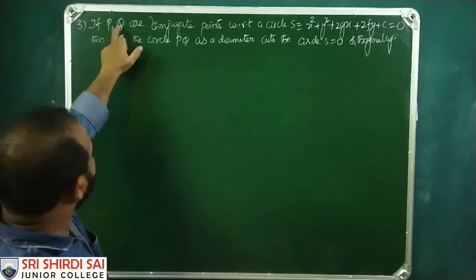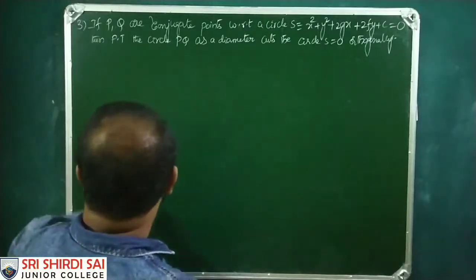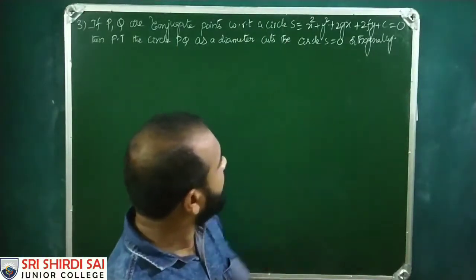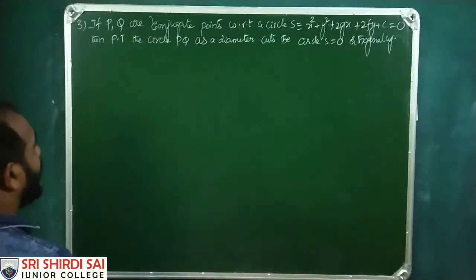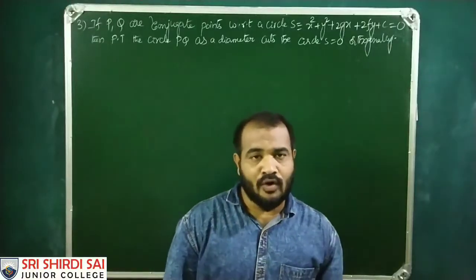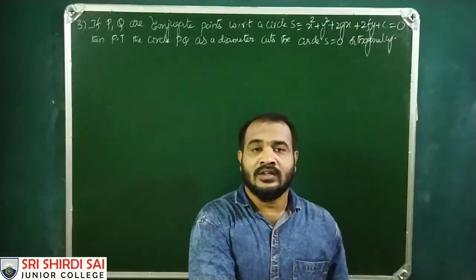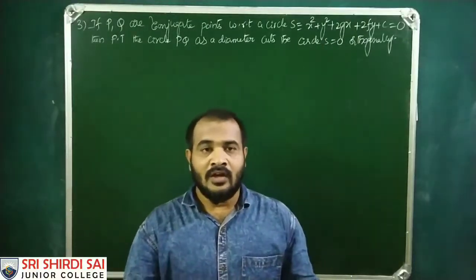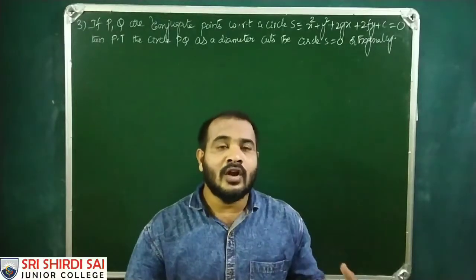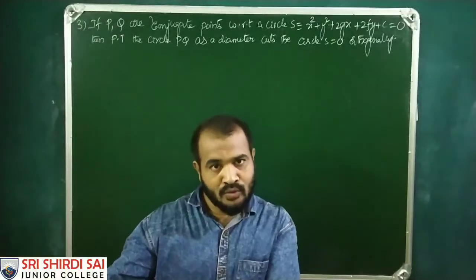If P comma Q are conjugate points with respect to a circle, then prove that the circle with PQ as the diameter cuts the circle S equals 0 orthogonally. First of all, what are conjugate points? We have discussed conjugate points in the chapter on circles. P comma Q are said to be conjugate points if the polar of P passes through Q and the polar of Q passes through P.